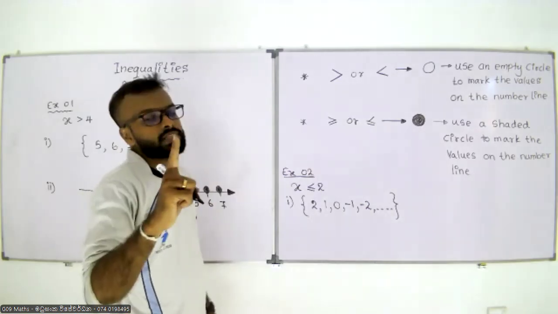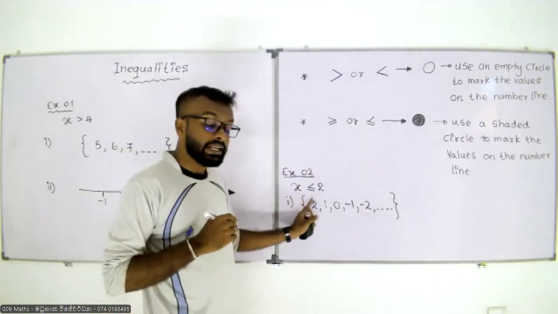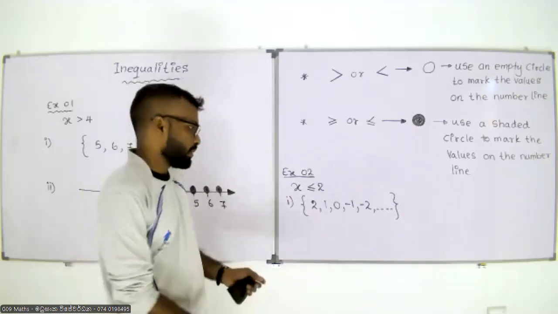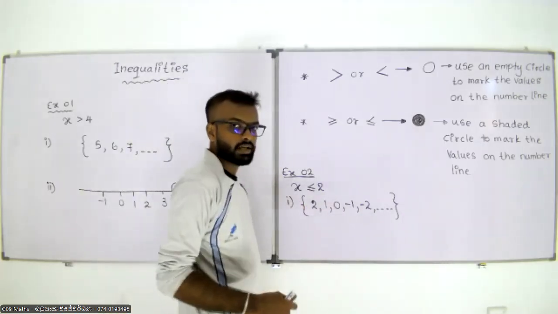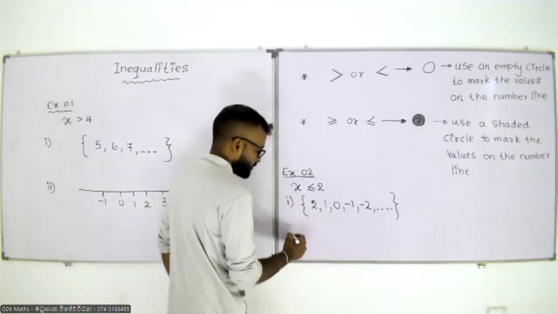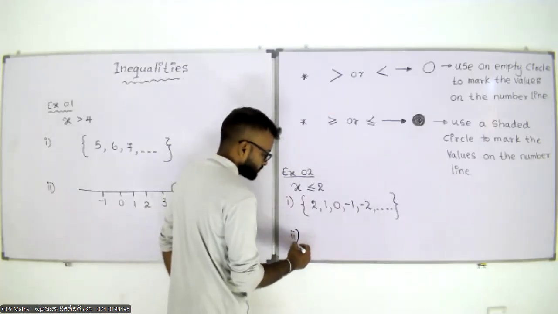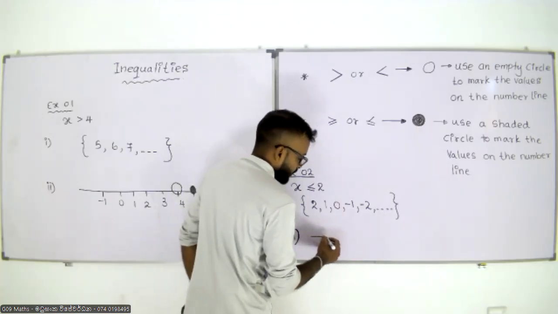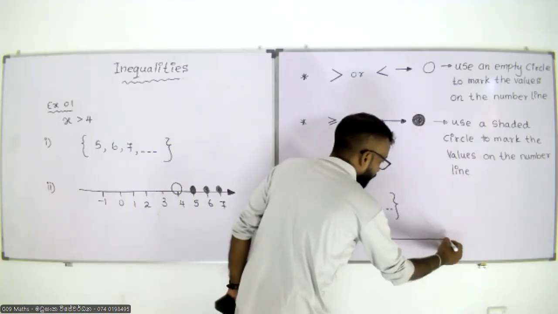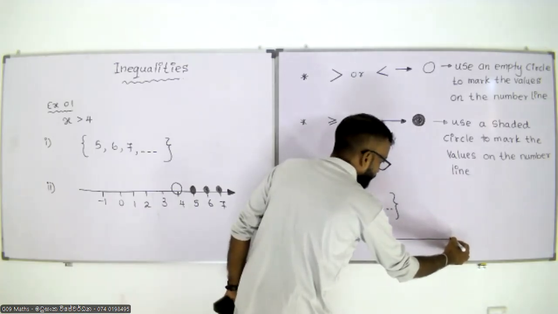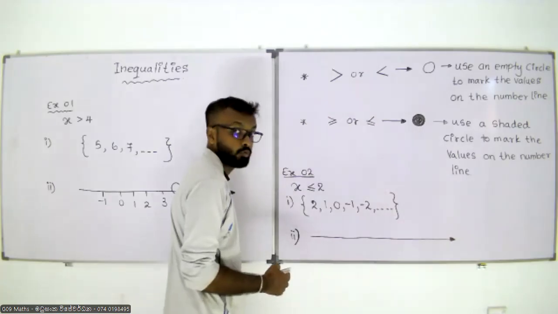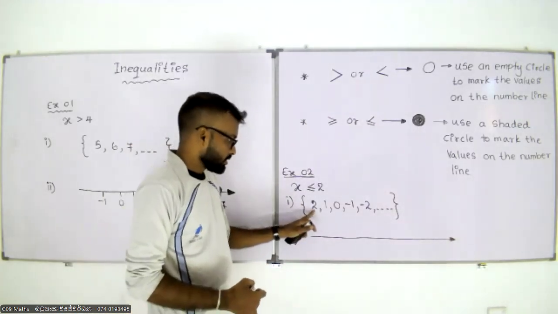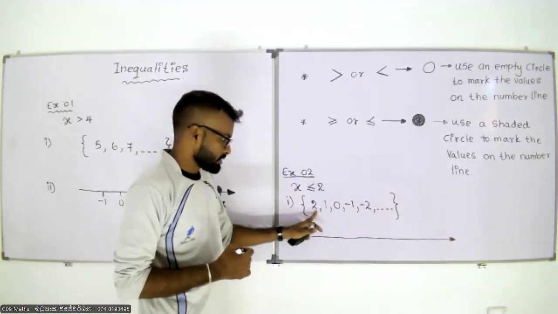Then, important thing, how to mark this integral solution, integer solution, on the number line. By looking at these values, you can get an idea. Second one. This is my number line. Arrowhead at the end. If you need, you need to put that arrowhead. All the values are equal or less than 2.